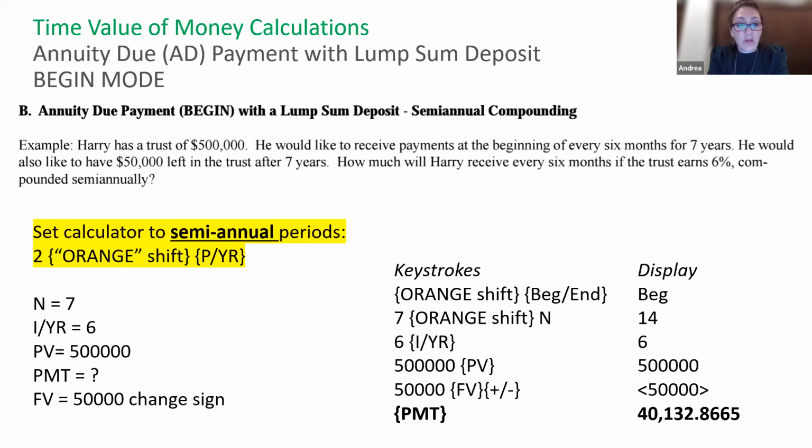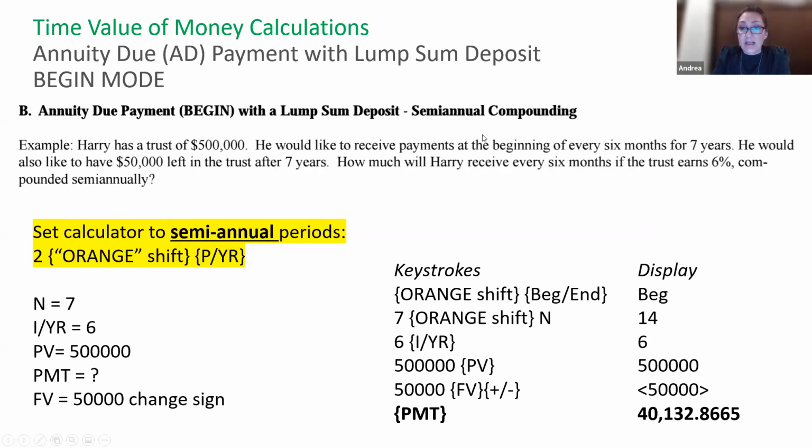So we have Harry, who has a trust of $500,000, and he would like to receive payments every 6 months for 7 years. But he would also like to have, this is a good question. I like this one because it's a little more difficult. He would also like to have $50,000 left in the trust after 7 years. How much will Harry receive every 6 months if the trust earns 6% compounded semi-annually?